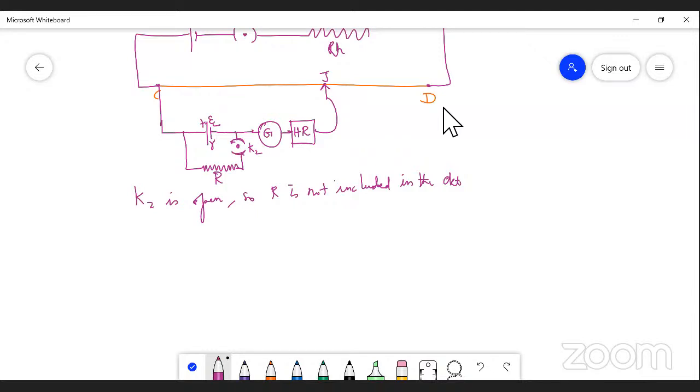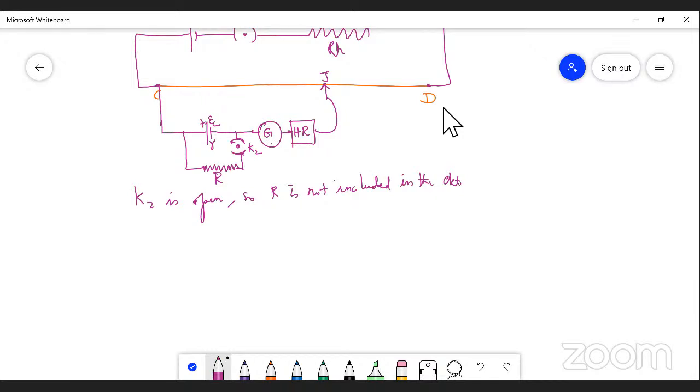So the second circuit is like this: C, and then cell of EMF E, then galvanometer, then high resistance, then jockey. This is how the circuit is. This is a similar circuit which you discussed in the principle of potentiometer. So what you have to do is adjust the position of the jockey over the potentiometer wire. At one particular point on the potentiometer wire, the galvanometer will show zero deflection.